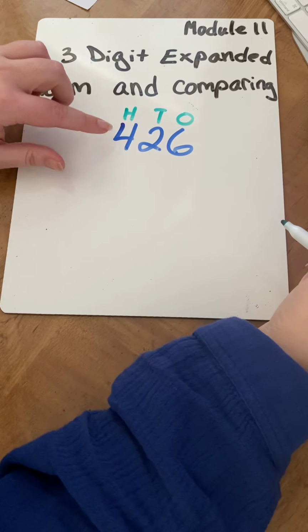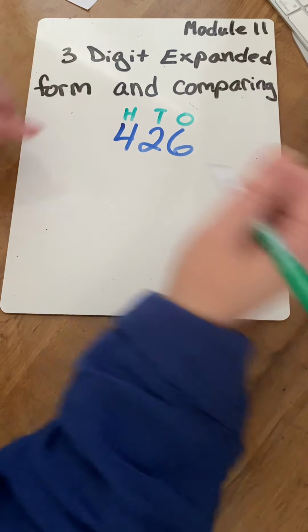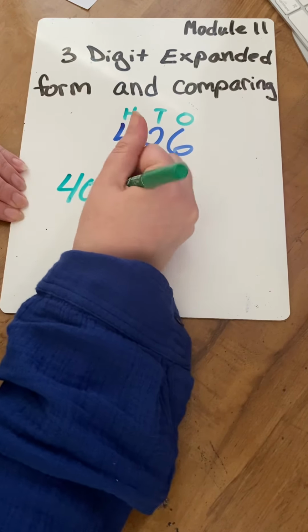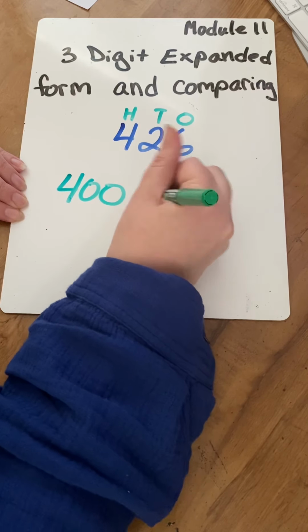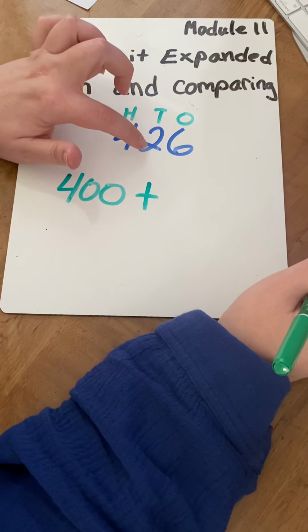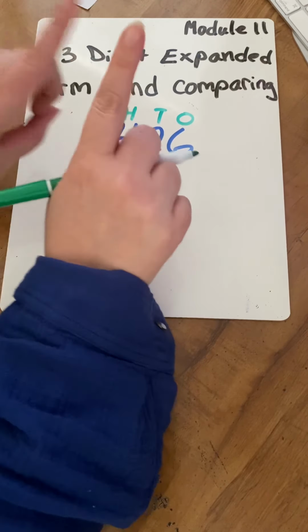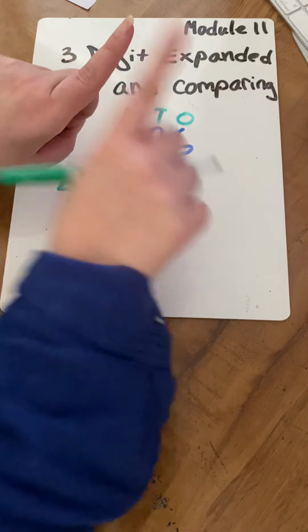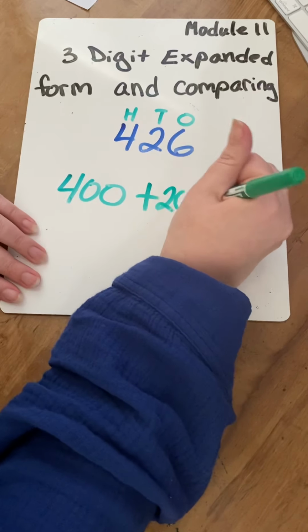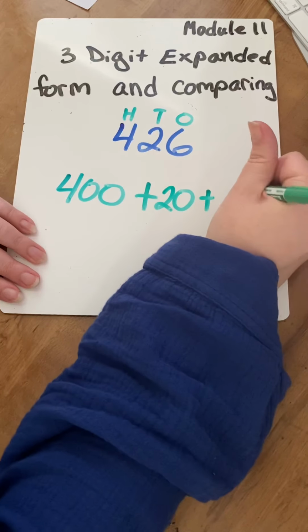And remember, each of those 100 flats have 100 little cubes in it. So this is not just 4, it's 400. So I'm going to write 400 plus, now I need to do my tens. This is not just 2, it's 2 tens. That means I have 2 10 sticks. Each of them are 10, 10, 20, plus 20. And over here is 6 ones. That's just 6 little cubes.